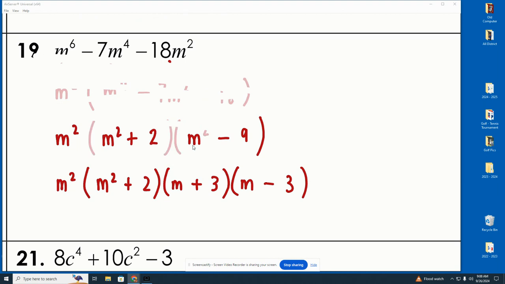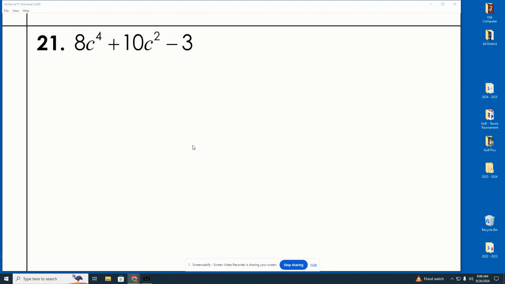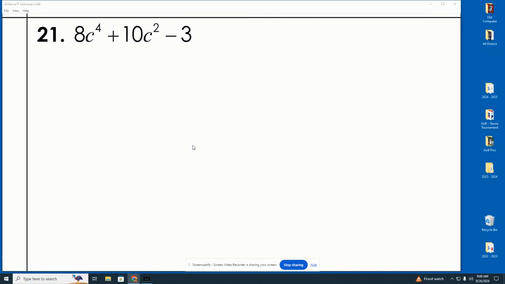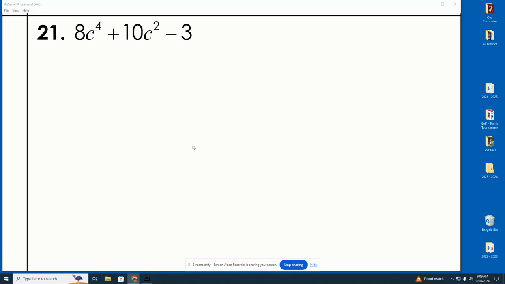All right, here we go. Number 21. Here was your final answer on 21. You had to do a little over-under action. But when you did the over-under action, you still were left with squares. So this is what it ended up being at the end. It was 2c squared plus 3 times 2c plus 1 times 2c minus 1.